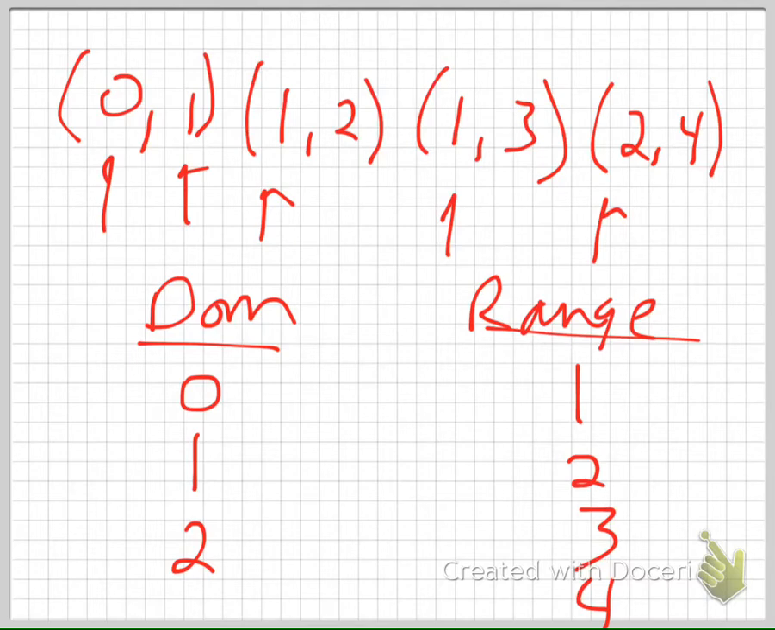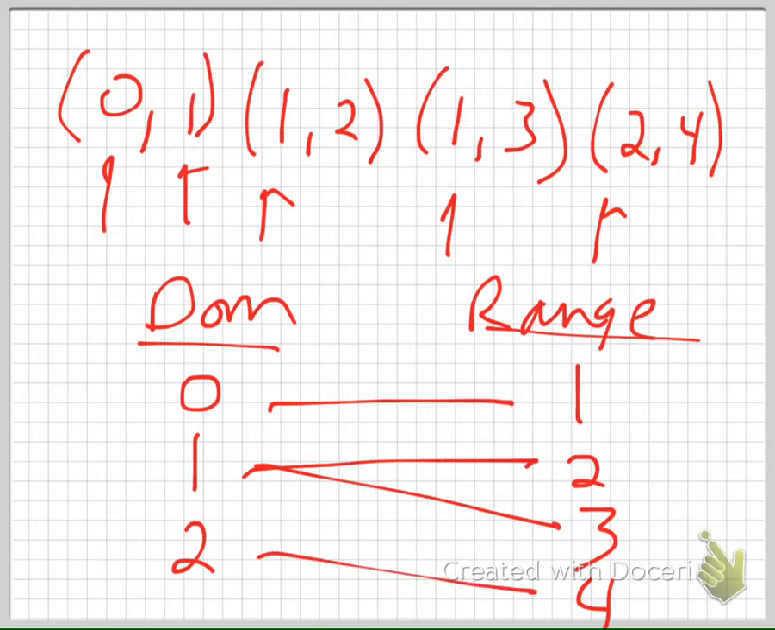Well, when I put in a 0, a 1 came out. When I put in a 1, a 2 came out and a 3 came out. When I put in a 2, a 4 came out. Is this a function? No. Why not? Because 1 had 2 different outputs. When I put in a 1, it split up. Nope, not a function. Does that make sense?